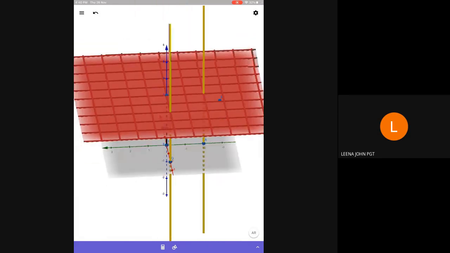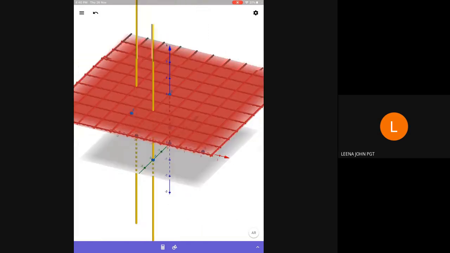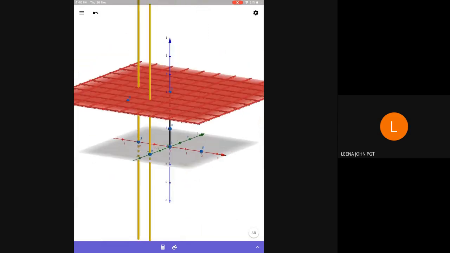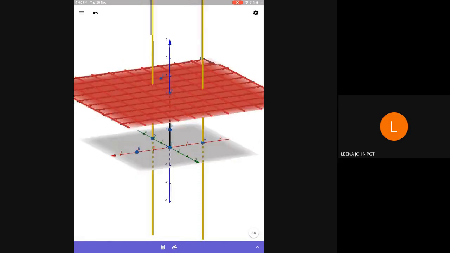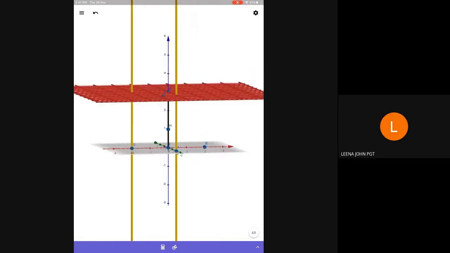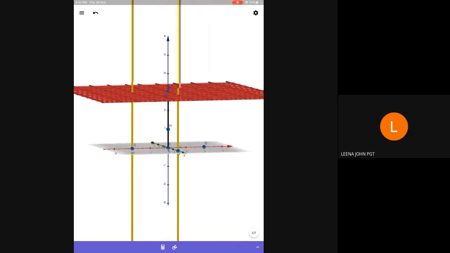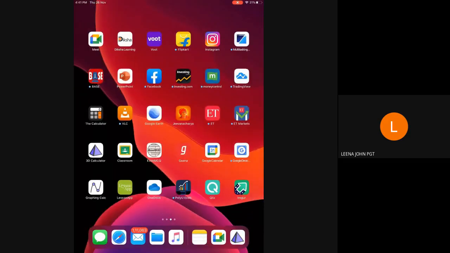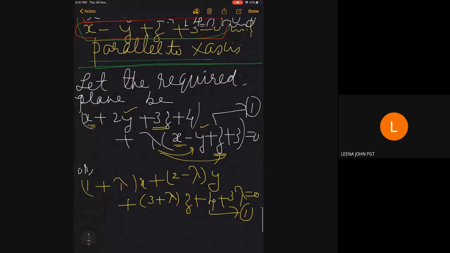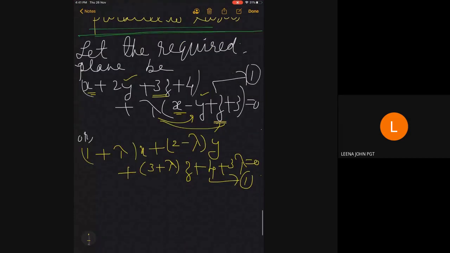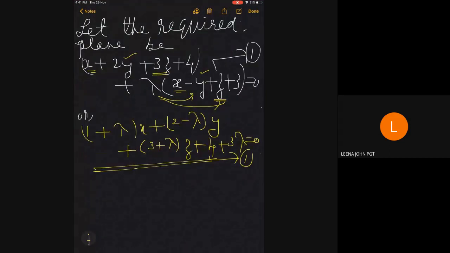Now we can visualize it. Plane is parallel to x-axis, then normal is perpendicular to x-axis. Now, this was a plane we have shown in red color and its normal is perpendicular to x-axis. So what is the condition of perpendicularity of two lines?